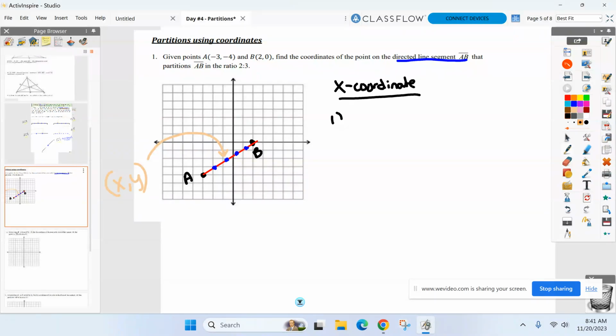First step is, Shara said, hey, you got to break this up into 5 equal parts. Okay, break what up into 5 equal parts? Well, we're going to break the distance between the x coordinates up into 5 equal parts. So I'm going from -3 to 2. First thing I need you to think about, what's that distance there from -3 to 2 on the x-axis?